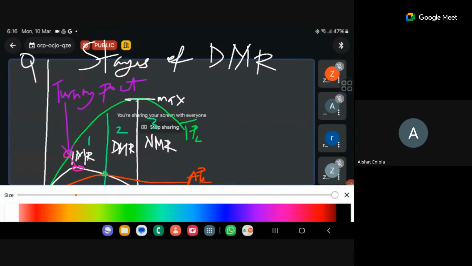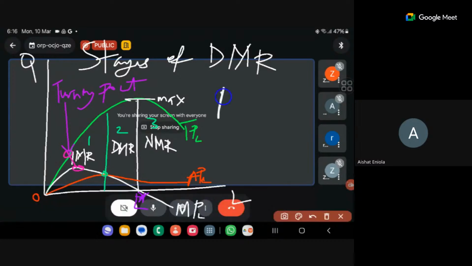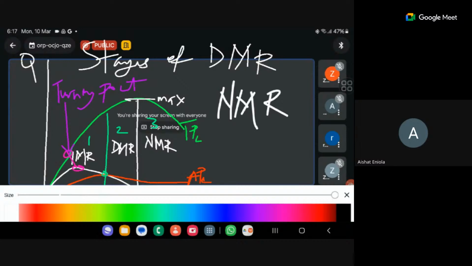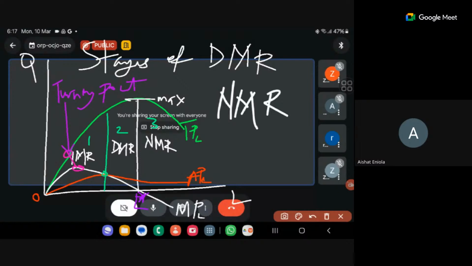Now let's move to stage 3. Stage 3 we refer to as negative marginal returns. That is, there is no point to employ more workers. Now I don't know if any of you know why we are dealing with labor. They're not mentioning capital. Don't forget that we are talking about stages of production in the short run. In the short run, you don't have enough time to increase capital. So capital is fixed. They are only increasing labor.